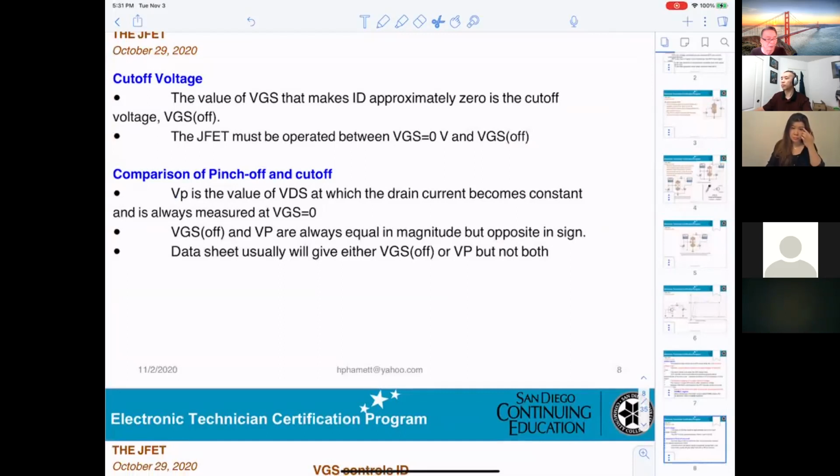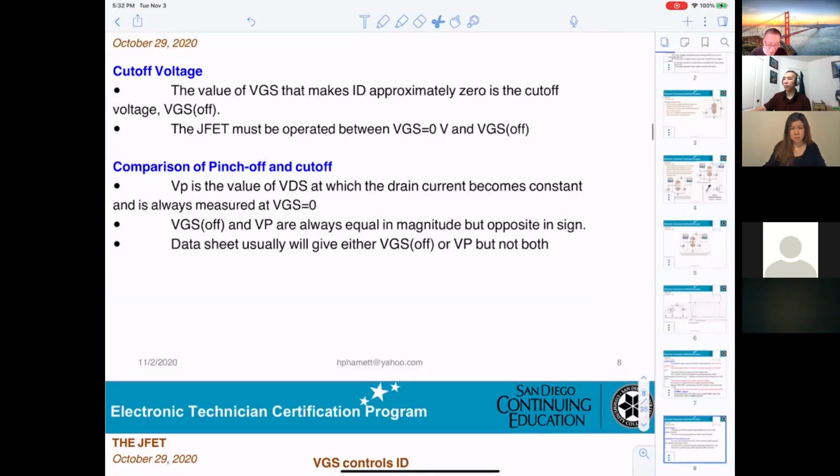Comparison, VGS off and VP. VP is the value of VGS at which the drain current becomes constant, and it is always measured at VGS equal 0. VGS off and VP are always equal in magnitude, but opposite in sign. A data sheet usually gives either VGS off or VP, but not both. You know one, you know the other.